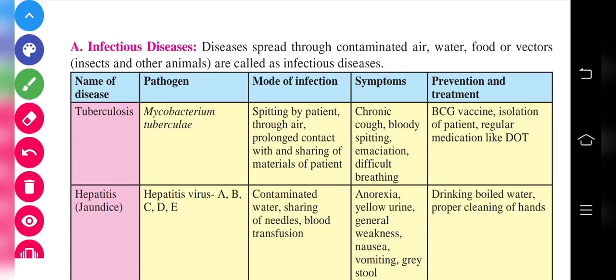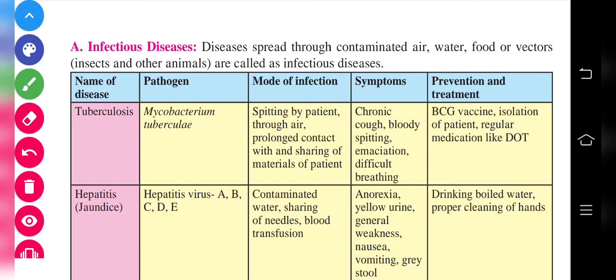The first disease in the first column is TB, and its name is tuberculosis. The pathogen name is Mycobacterium tuberculosis. The mode of transmission is spitting by the patient through air, and prolonged contact with sharing of patient material. So if you come in contact with a person suffering from TB, you will be affected.